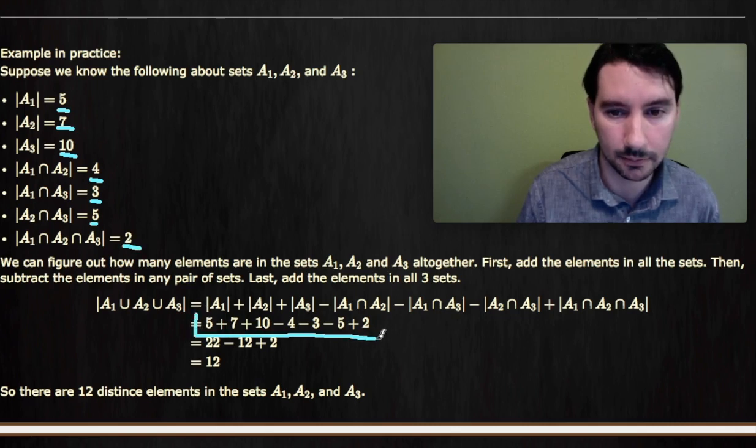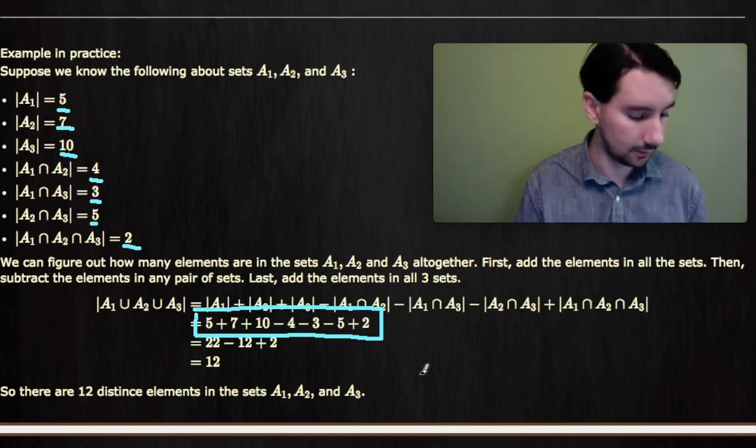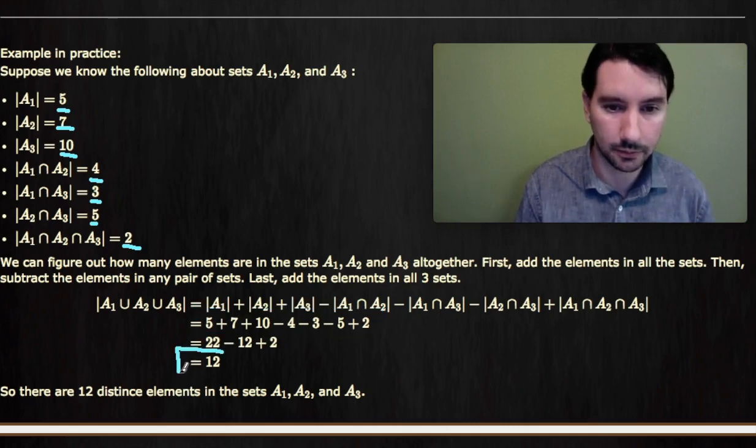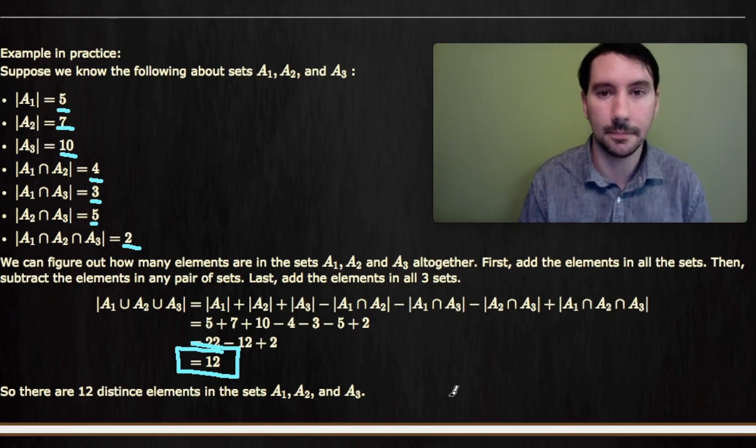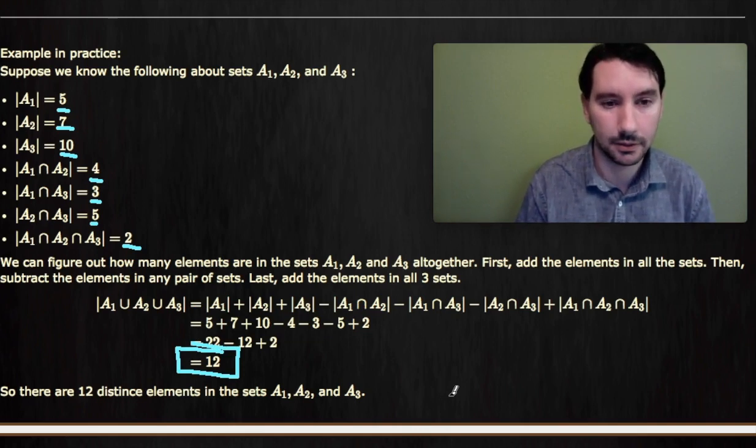And that's where this comes from. So we're going to add the 5, 7, 10, subtract the 4, 3, and 5, and then do plus 2. And this comes out to 12. So there are 12 distinct elements in the sets A1, A2, and A3. So it's a method of counting whenever the sets overlap.